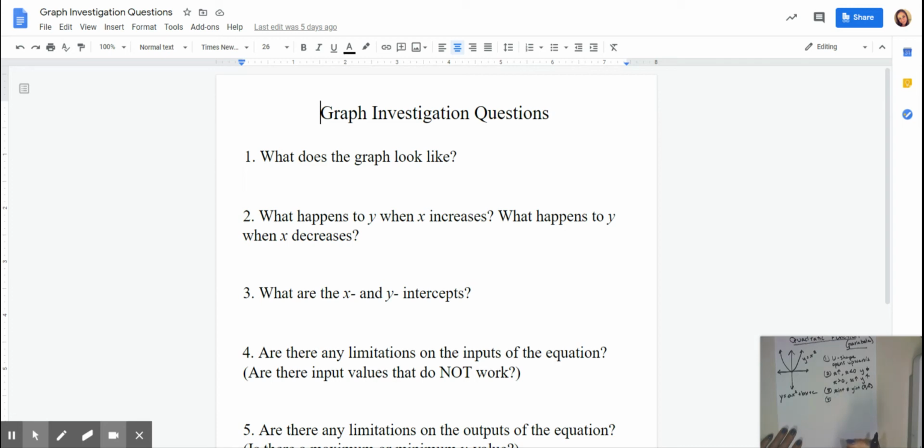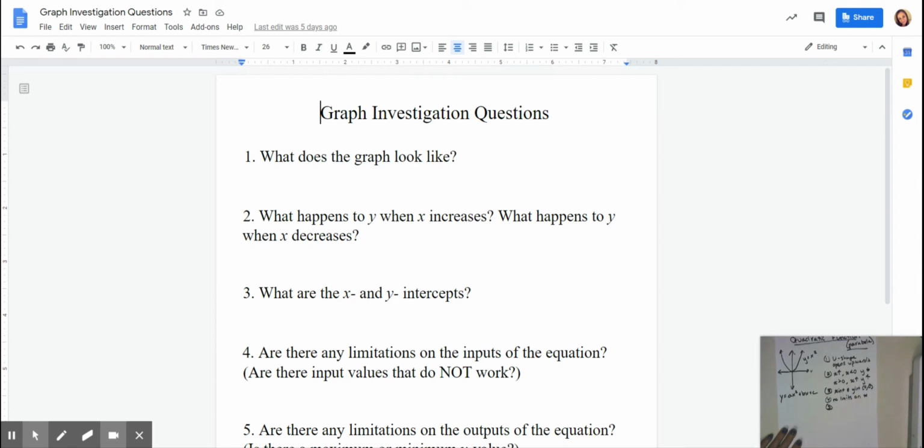Question 4 asks, are there any limitations to the inputs? In other words, are there any numbers that can't go into this equation? And so when we look on the x-axis from right to left, it extends forever. So there's no limits on the x.